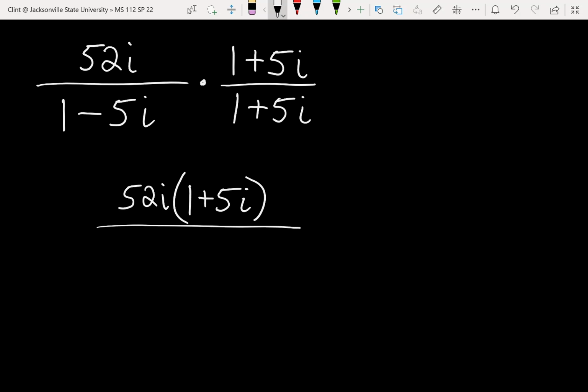On the bottom, okay, you could go straight to the shortcut, right? So it would be 1 squared, so that's 1 plus 5 squared, that's 25. So I know we're going to get 26 on the bottom using the shortcut. But I work it out doing FOIL, because I know a lot of people don't like to worry about the shortcut.